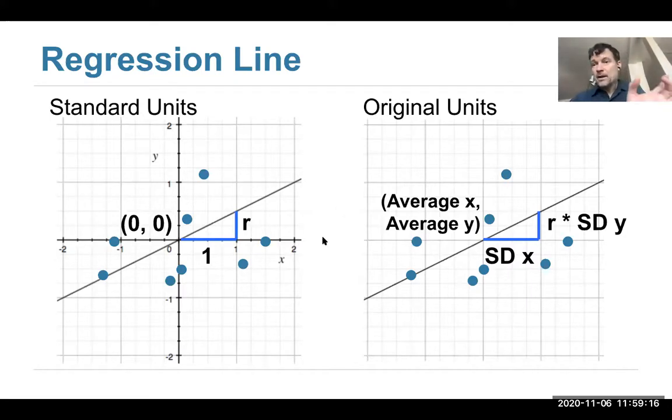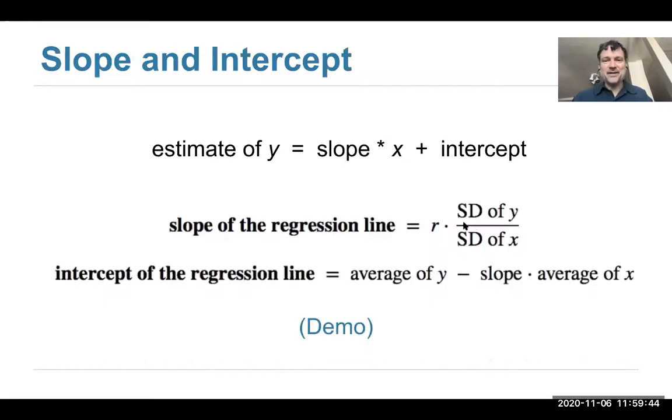So a difference of 1 in standard units becomes a difference of the standard deviation of x when you expand into original units. And on the y side, a difference of r in standard units when you expand becomes a difference of r times the standard deviation of y. So that means the slope of this regression line is given by r times the standard deviation of y divided by the standard deviation of x.